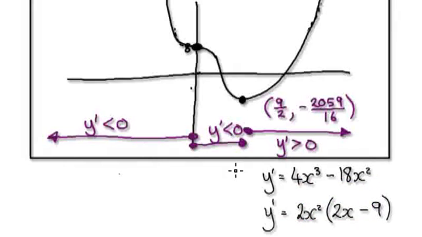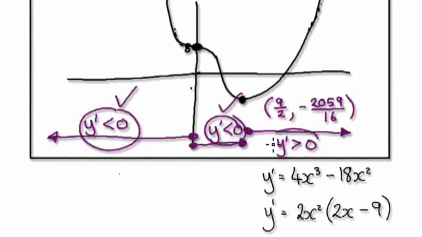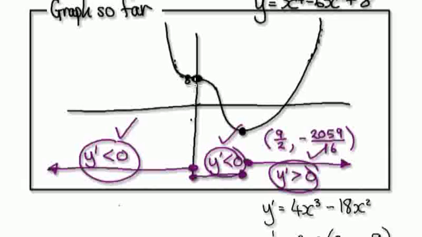Badly explained, but if you press pause and think about it, in this region y prime will be less than 0. Then use the same argument: y prime in this region will be positive. So this seems to be correct, and it tallies up with our graph.